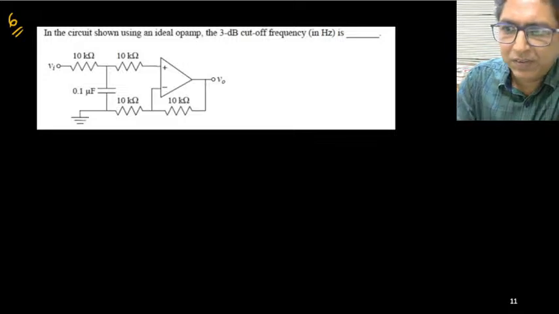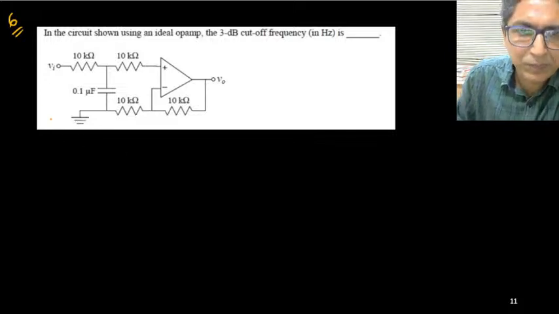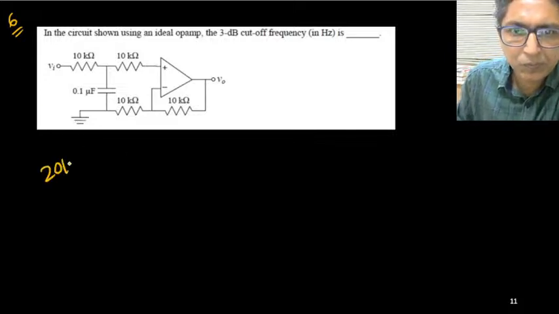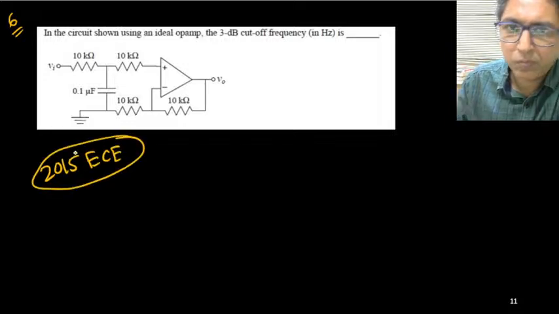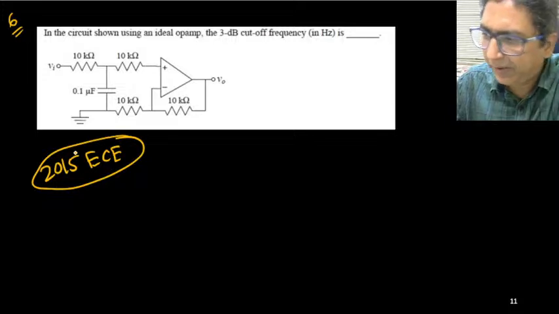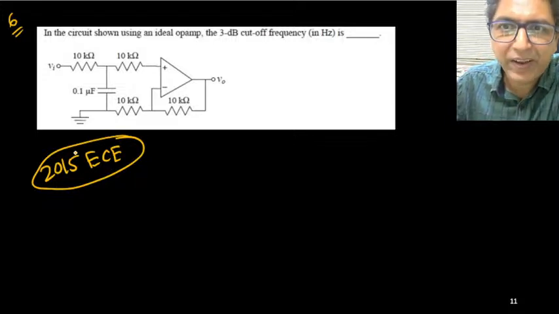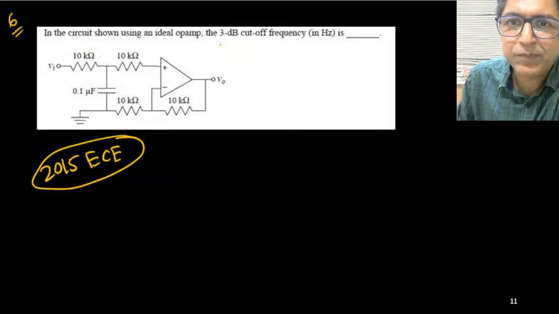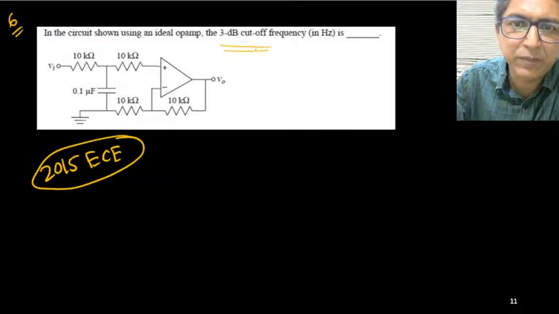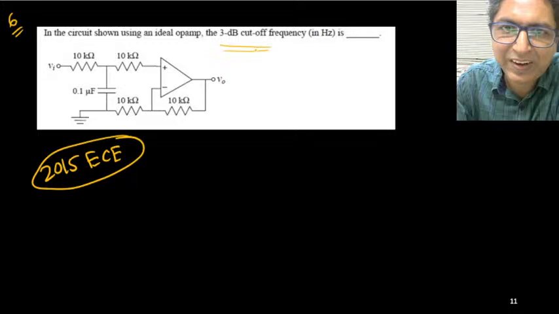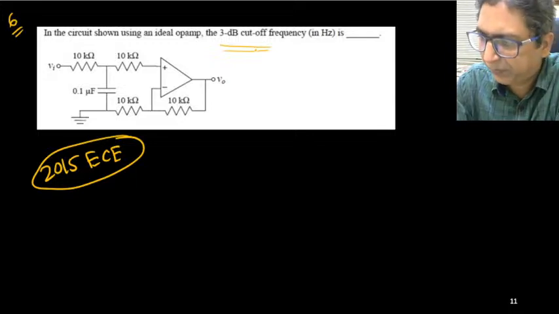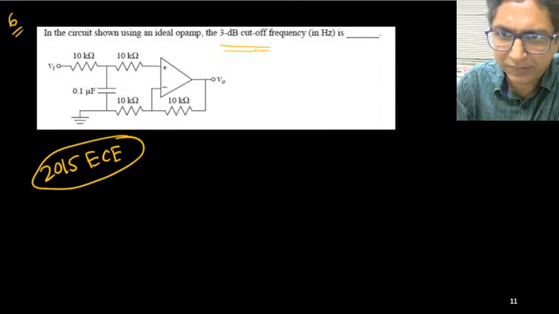So this is the problem. It appeared in GATE ECE 2015. Again, you need to find out the 3 dB cutoff frequency. But before that, can you tell me whether it is a low pass filter or high pass filter first?